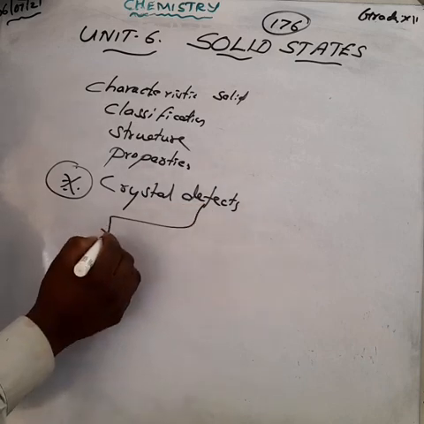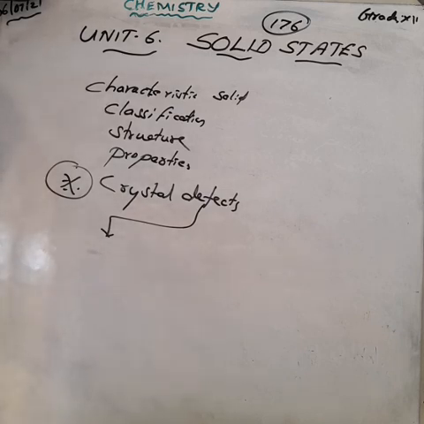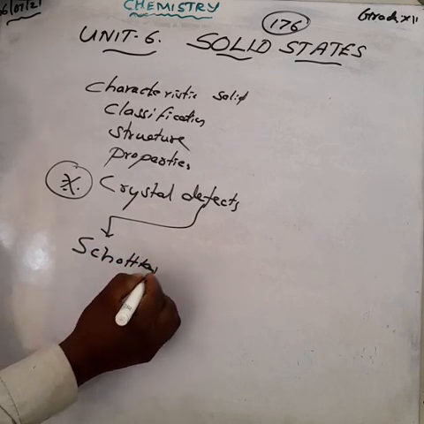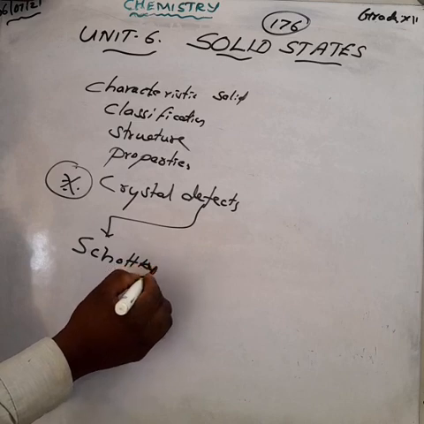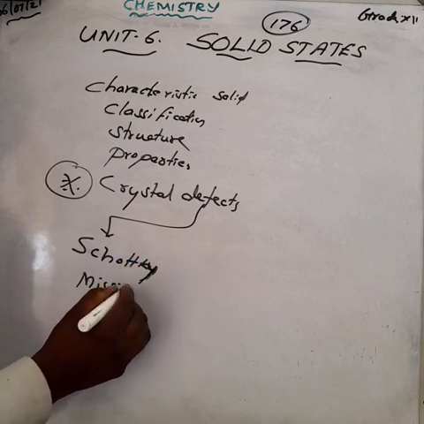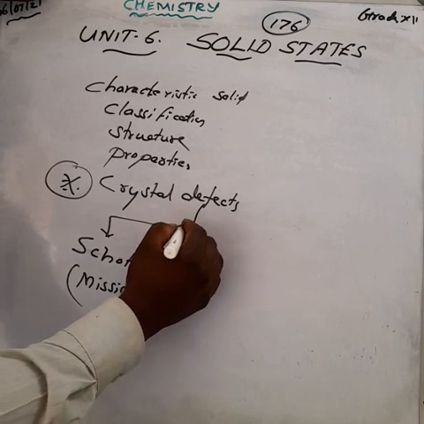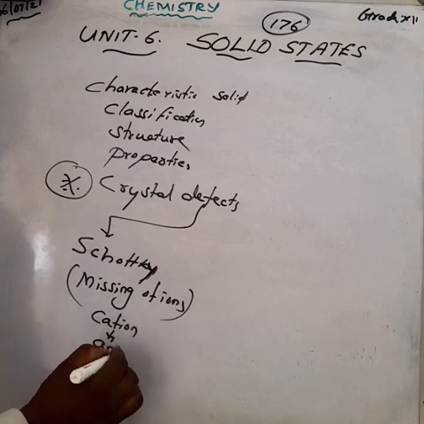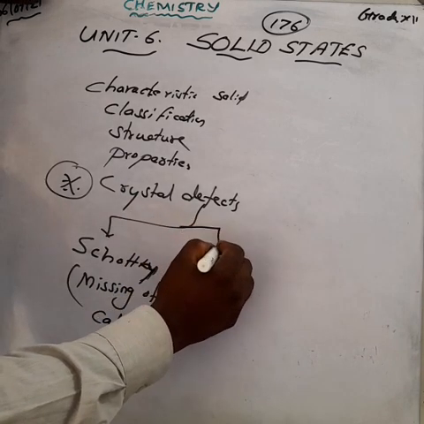Crystal defects means some of the crystals have some defect, that is the Schottky defect. I will explain later. What is the Schottky defect? In a crystal, some of the ions are missing. Ions means positive ions and negative ions, that is, cation and anion. An equal number of cations and anions are missing, sometimes one cation and one anion. That we call a Schottky defect. Don't forget that. The example is sodium chloride.